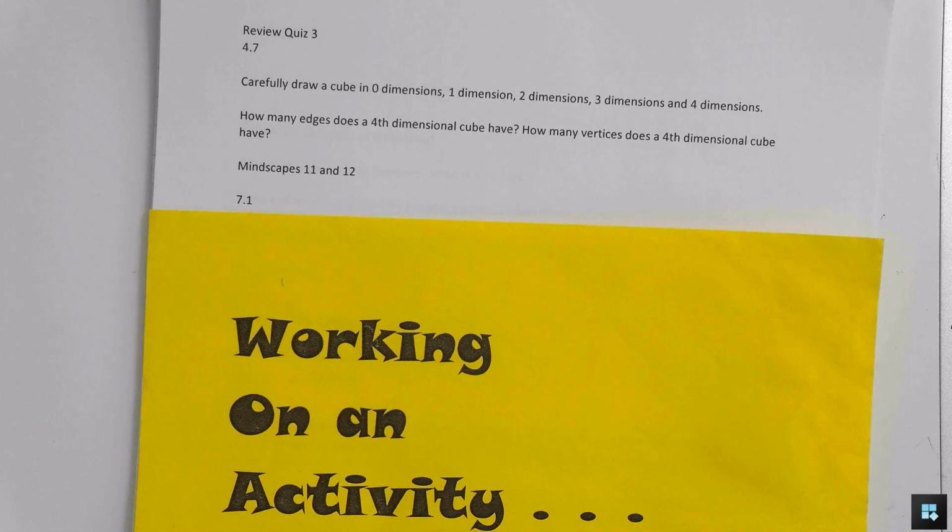Alright, I'm gonna draw a cube in zero dimension. Oh, that's easy. Look, now we're gonna scribble. Boom! Look how beautiful that is. Now we go to 4.7. Alright, kids.